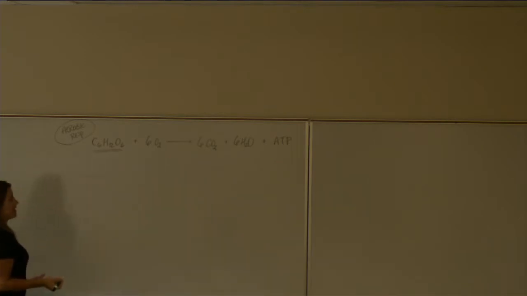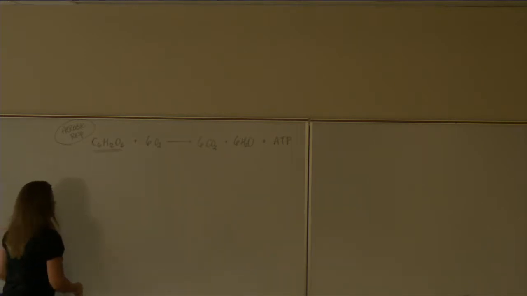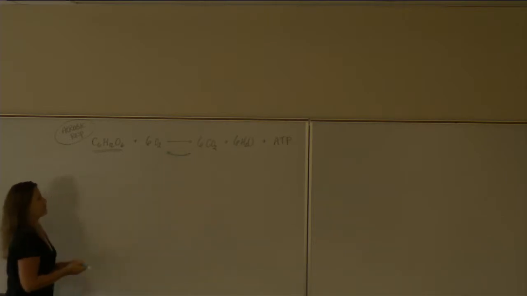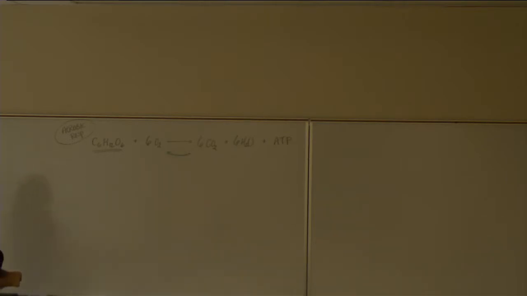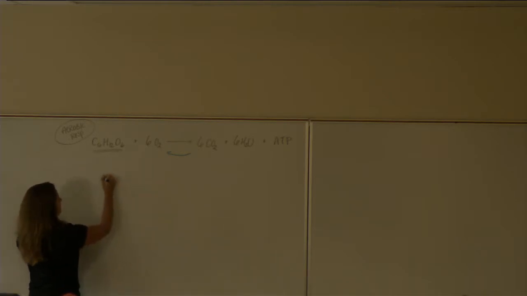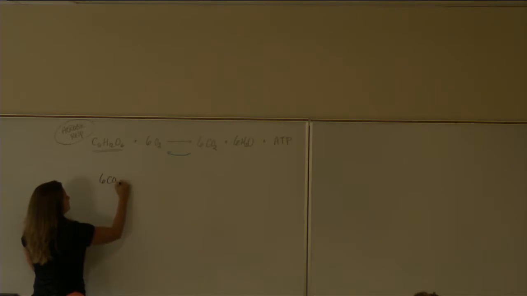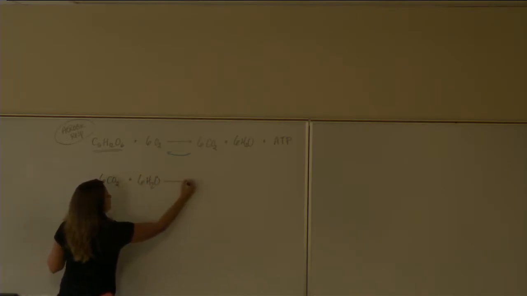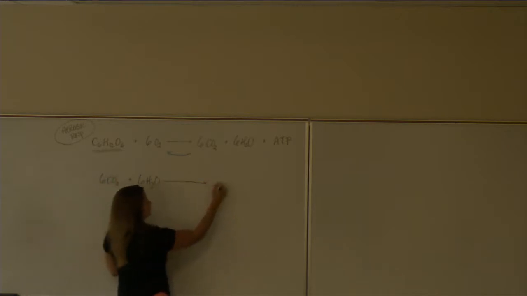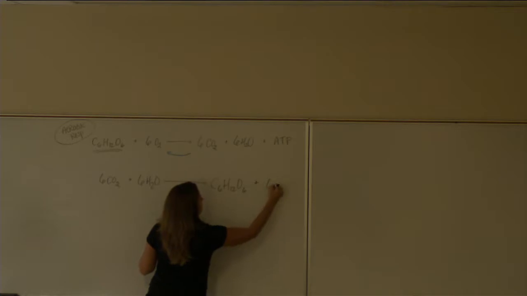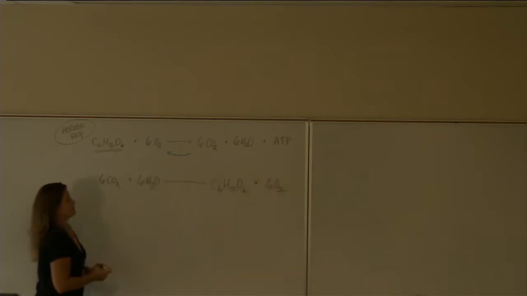Now, if we were to look at the opposite reaction, you can basically just do this. But I'll just write it out anyways. I'm going to write out the mirror image of this reaction. So we'll write out 6CO2 plus 6H2O. The big arrow here is going to yield the glucose plus 6 oxygens.